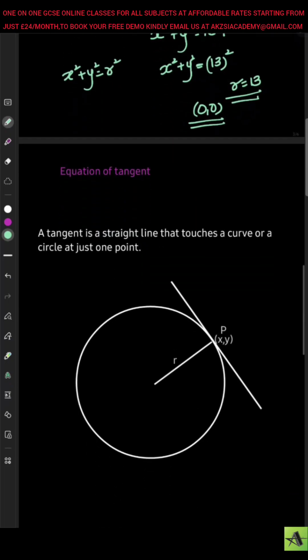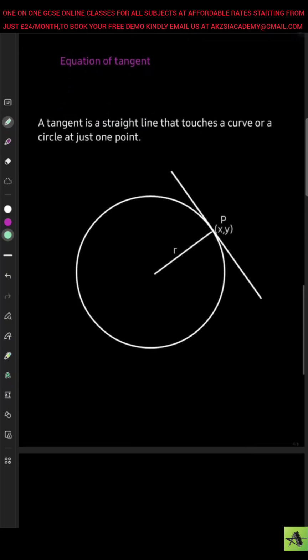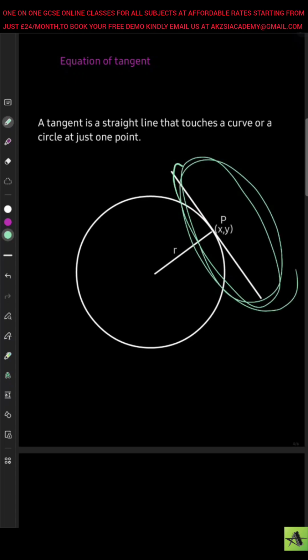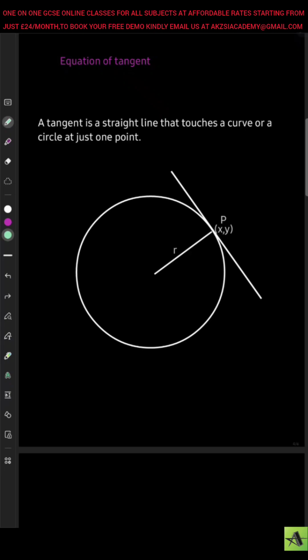Now the next is equation of the tangent. The tangent is a straight line that touches a curve, any curve or circle, because a circle is also a kind of curve. So any curve including the circle, if it's touching at only one point, that straight line is called a tangent of the circle, which you can clearly see here. This is a straight line, and it's clearly touching your circle at one point, and hence this is your tangent.